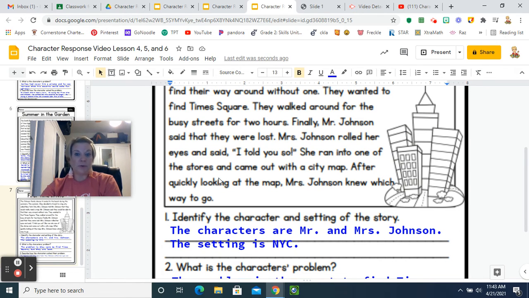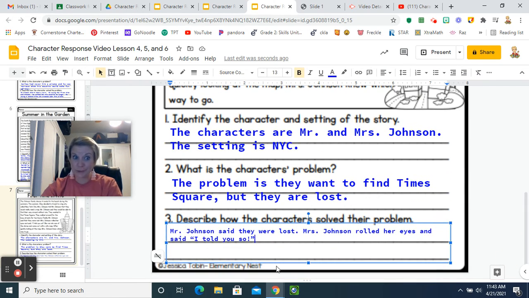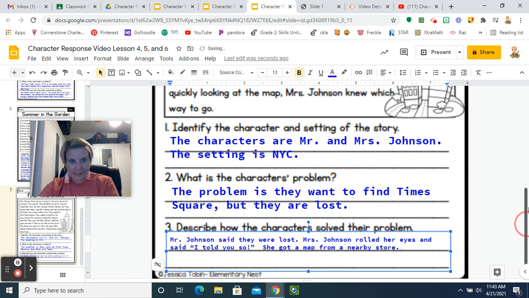She ran into one of the stores and came out with a city map. Is that a do, a say, a think, or a feel? That's a do. So she went and got a map. Sounds like a good solution to the problem to me. I'm just going to say she because we know we're talking about Mrs. Johnson, and that's who the last sentence was about. She got a map from a nearby store.